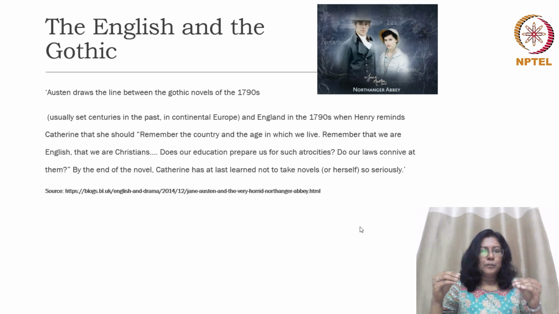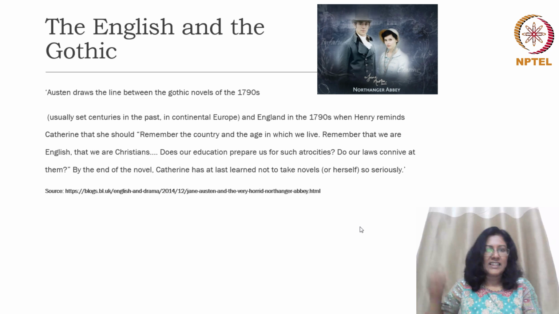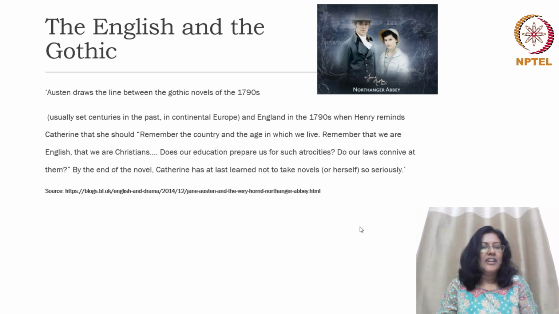So what is significant here is that those spaces in continental Europe are supposed to be spaces of atrocities. And what Henry Tilney is trying to communicate to this English girl, Catherine Morland, is that we are Christians, we are English, our laws are better laws, righteous laws, and therefore you shouldn't imagine all these nightmarish scenarios to be taking place within an English, domestic structure. So when Henry Tilney is taking her to task, these ideals are communicated to Catherine Morland and to the English readers who are reading the pages of this novel. By the end of the novel, apparently Catherine Morland has learned her lesson, and at last she has also learned not to take novels or herself so seriously.